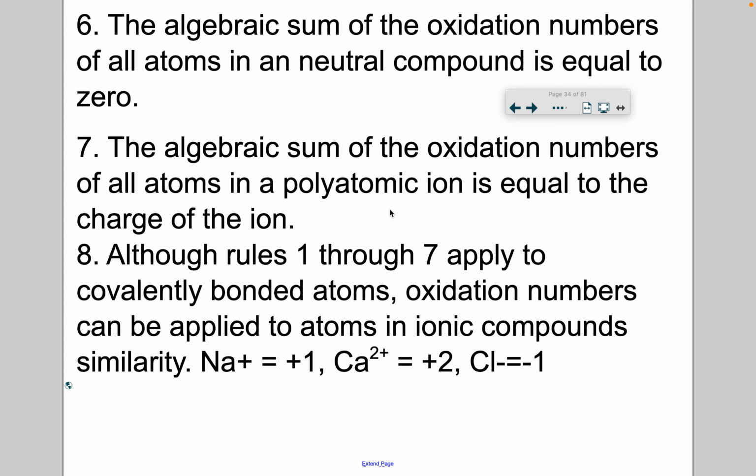Rule 8: although rules 1 through 7 apply to covalently bonded atoms, oxidation numbers can be applied to atoms in ionic compounds. So you can apply these rules to ionic compounds, and you use the crisscross rule to balance out those charges, okay?